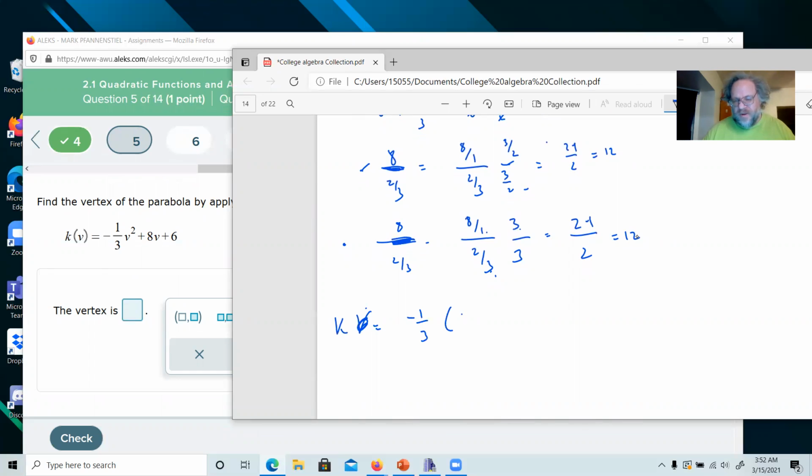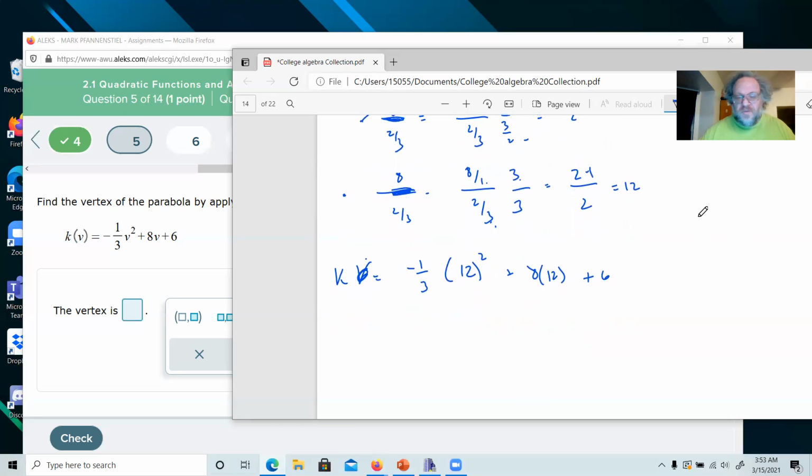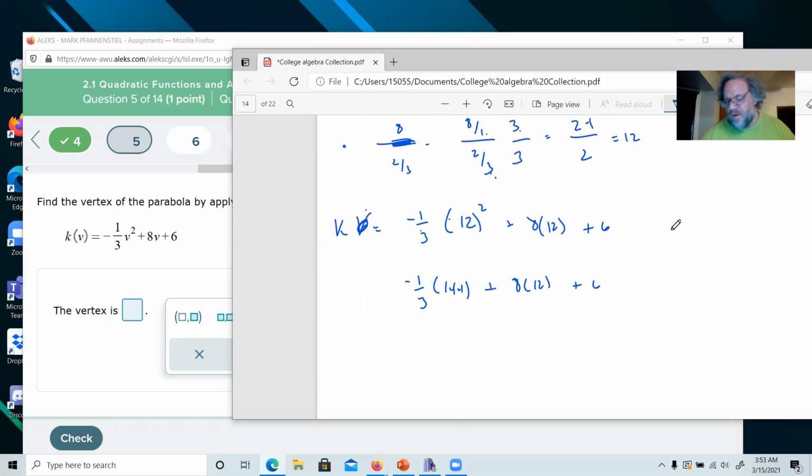Okay, we get 12 squared here plus 8 times 12 plus 6, right? And then we have to figure that out. So remember, exponents happen before multiplications. It's negative 1/3 times 144, okay, plus 8 times 12 plus 6. I like to do one thing per line, so that's how this works. Let's see, 144 over 3, so that's going to give me 12.